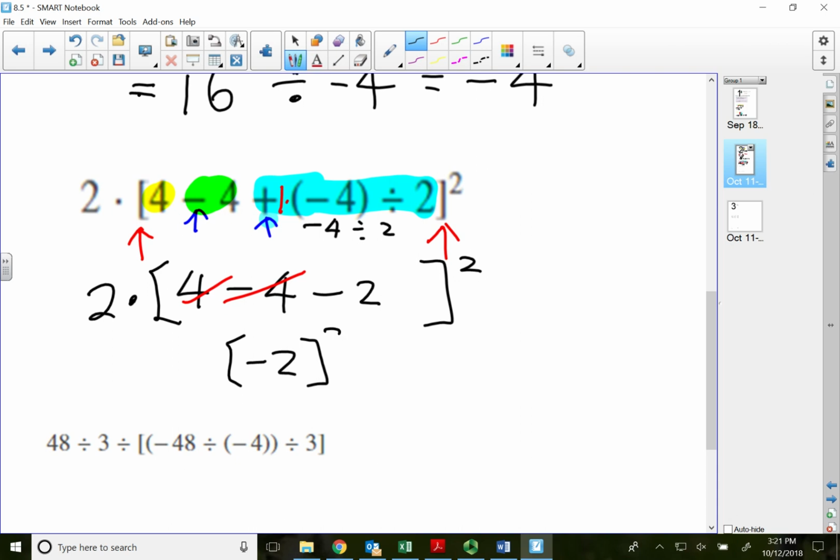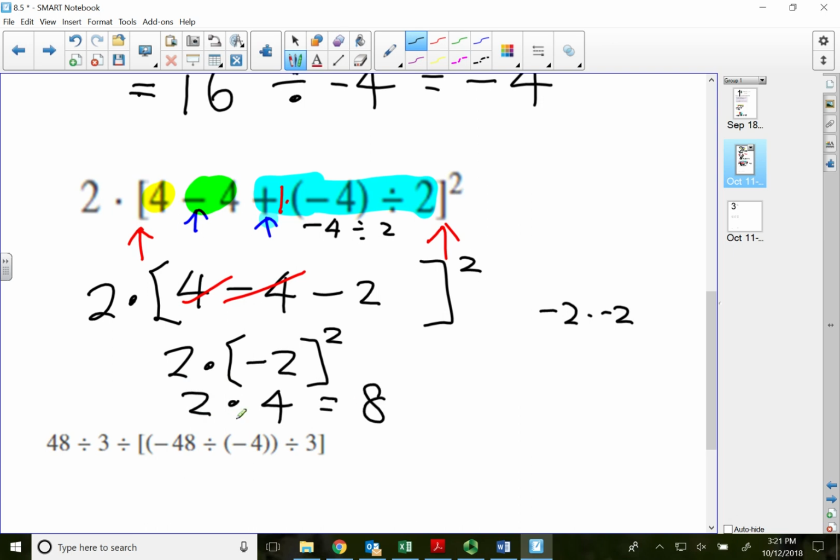All right, square on the outside, times 2 that's outside the bracket. So exponent first. Negative 2, whole thing squared, literally means negative 2 times negative 2, which will give me positive 4. So this positive 4 times the 2 up front will give me positive 8.